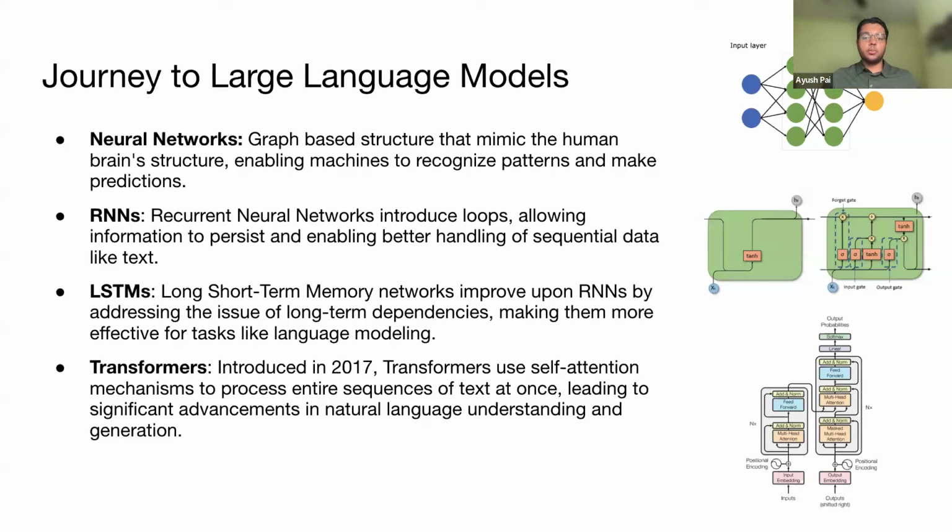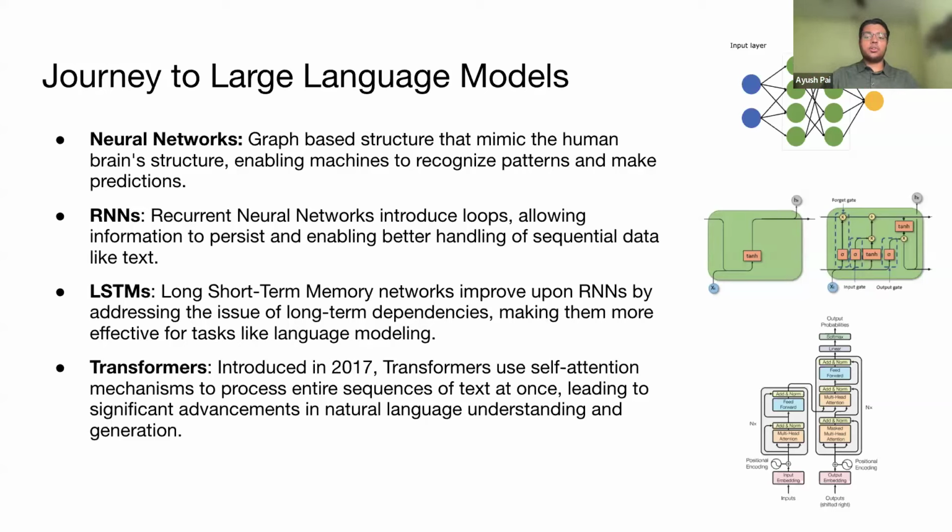So we begin with neural networks, which are graph-based structures designed to mimic the human brain's architecture. These networks really enable machines to recognize patterns and make predictions by adjusting weights through training processes.